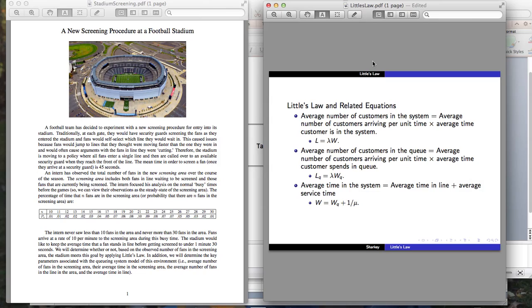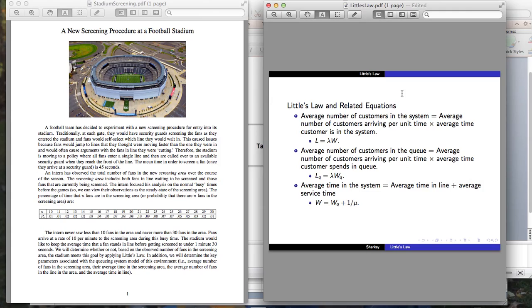So it's a really, really nice tool, or nice series of equations, because the queuing system does not have to satisfy a lot of assumptions. Just as a reminder of what Little's Law states, the core Little's Law is that L is equal to lambda W. In words, it says the average number of customers in the queuing system, or in our case, the screening area, is equal to the average number of customers that arrive to the system per unit time times the average time the customers are in the system.